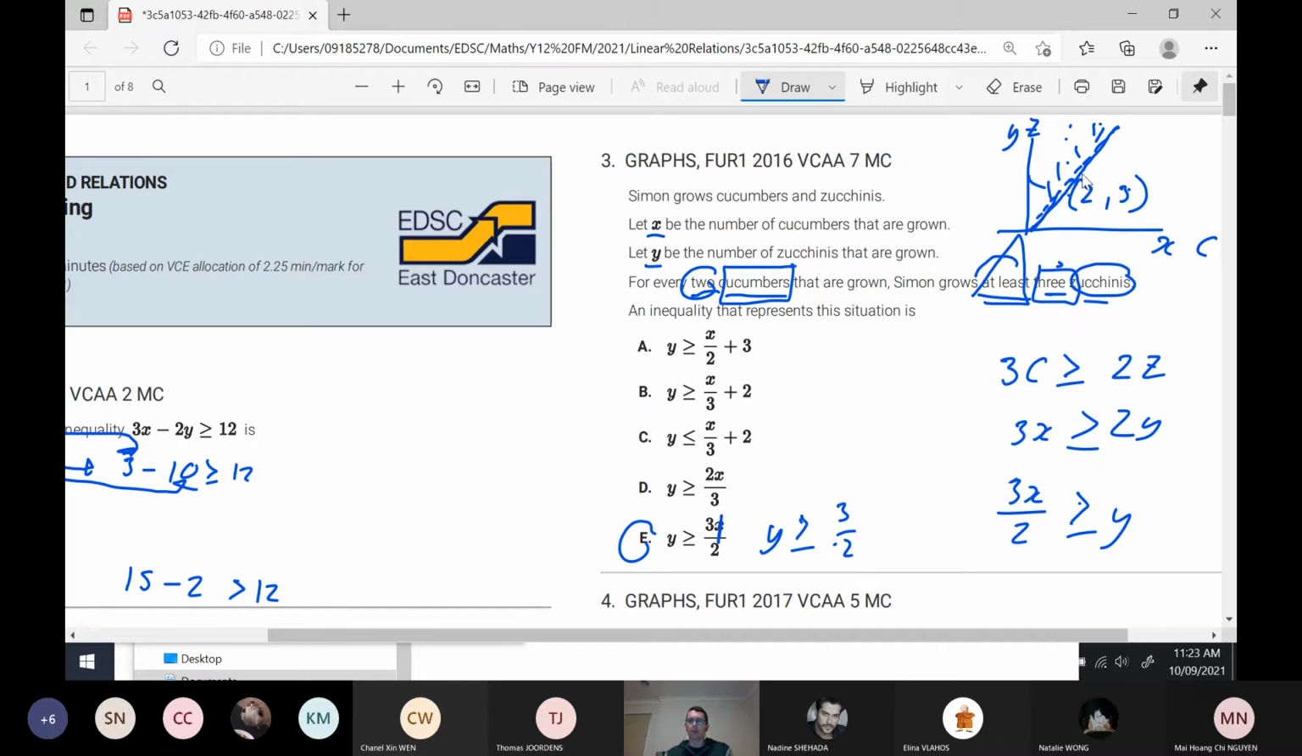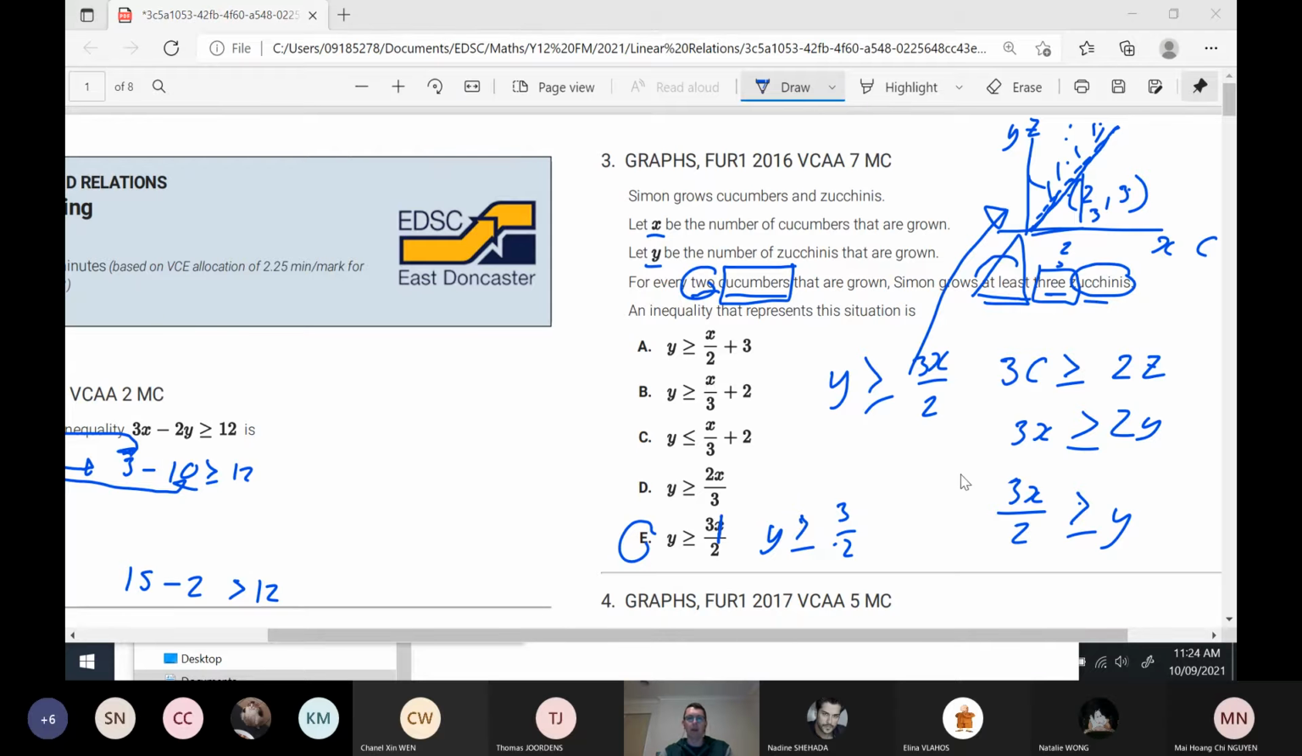So now I can do y equals mx plus c. I can see that my gradient is 3 on 2. So I know that my equation is y, and I know y needs to be bigger because it's going up that way. Otherwise it'd be the other way. What do we got? Rise on run. So it's going to be 3x on 2. So again, from the graph, you can get the equation from that as well, just by plotting those out, figuring out where your required region was. If the required region was under there, it'd be like for every 2 cucumbers that are grown, Simon grows no more than 3 zucchinis.